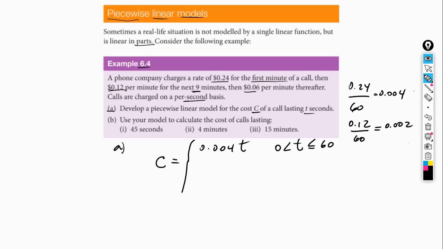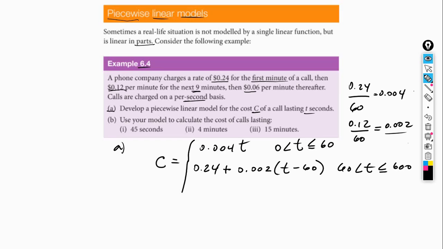Now for this second linear function that is part of the piecewise function, we have to consider the cost that is accumulated for this first minute. So that's 0.24. So it starts at 0.24 and then plus the new rate that we found, which is 0.002 times t minus 60, because this is going to be for time after 60 seconds. But the time is going to be limited here because it says it's only for the next 9 minutes. So it's going to be from 60 up until 600, which is 10 minutes, right? Because 1 minute here and then 9 more minutes would be a total of 10 minutes, and 10 times 60 is 600 seconds.